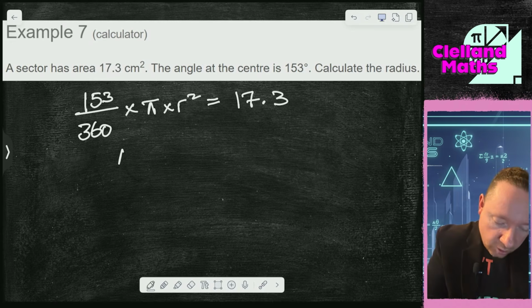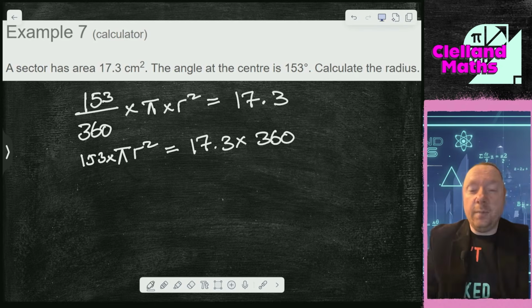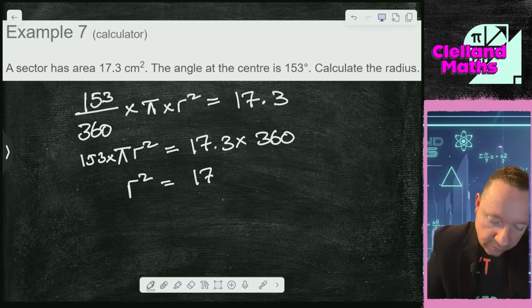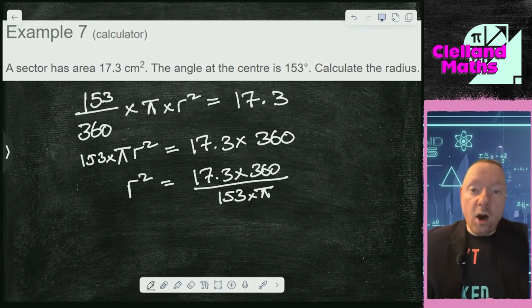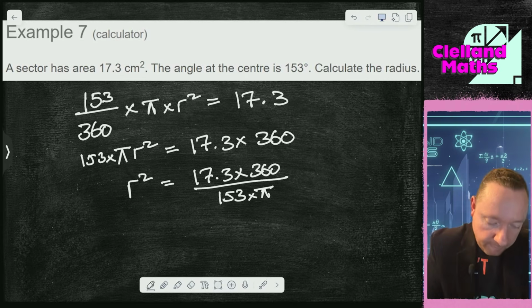That means that pi r squared, well, 153 lots there, if we want to take it slow, is 17.3 times 360, because we're originally divided by 360. So I'll need to get r squared on its own. So that's 17.3 times 360 divided by whatever's next to it now, which is 153 pi. So then to get r, we're going to have to square root that. So you can do that all in one go using brackets, or just take your time. I'll just take my time.